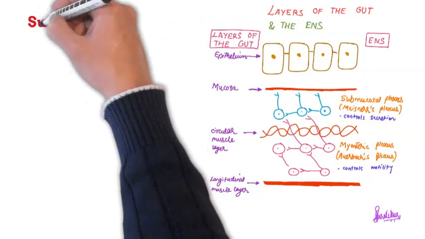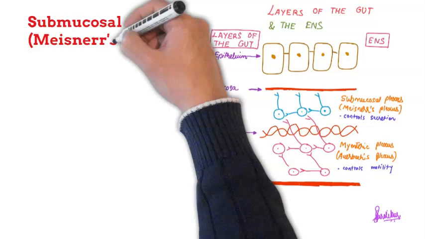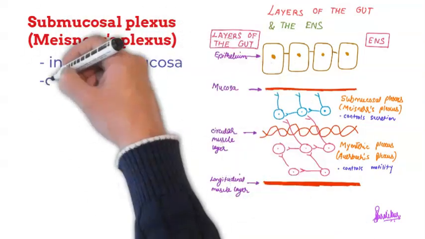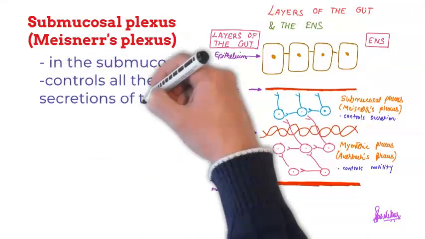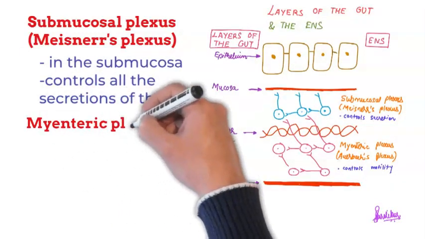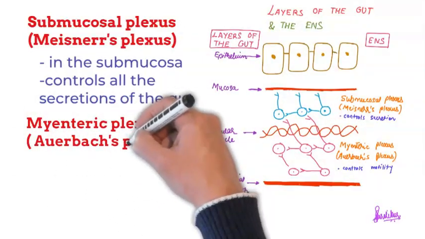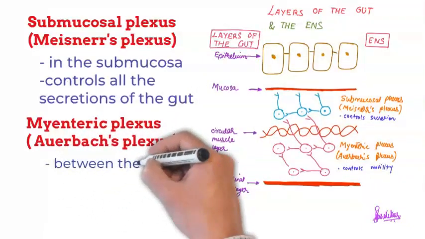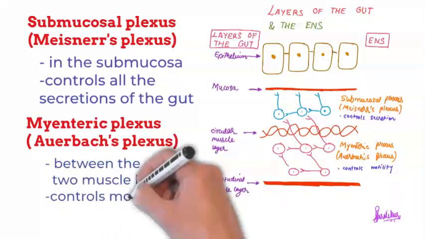The submucosal plexus or the Meissner's plexus lies in the submucosa. It controls the secretions of the GIT. S is for secretion. And the other is the myenteric plexus or the Auerbach's plexus. It lies between the circular and the longitudinal muscle layer. It controls motility of the gut.